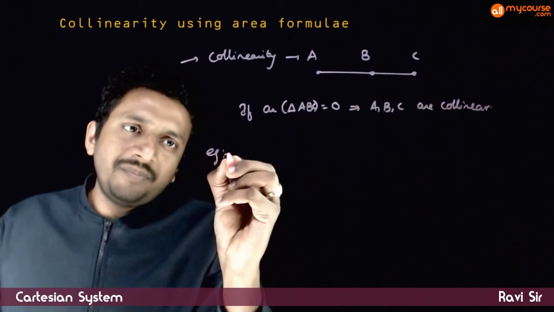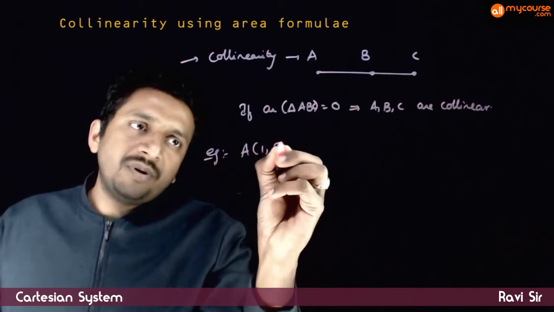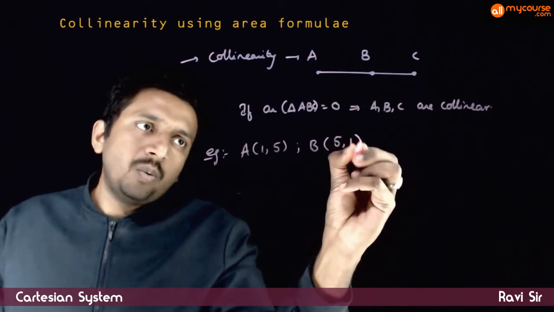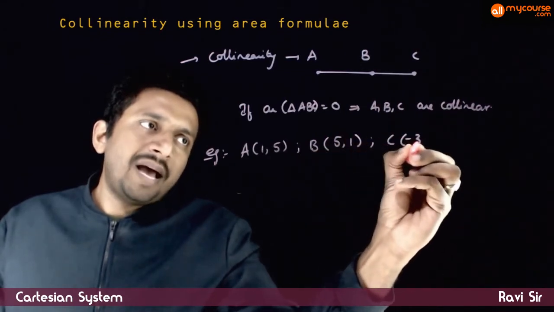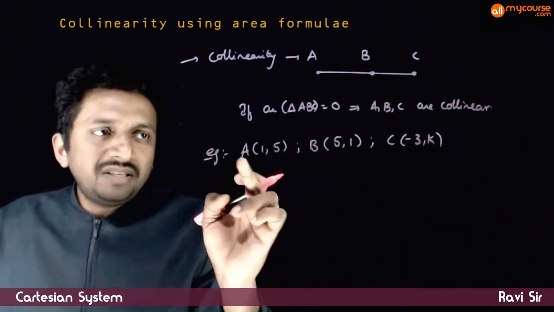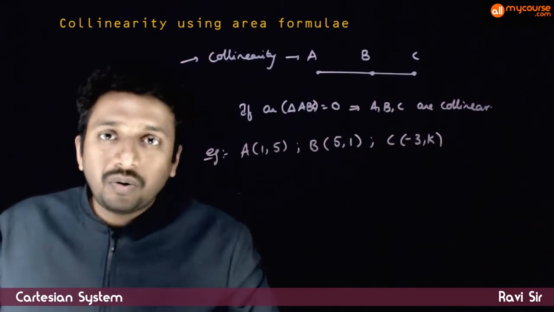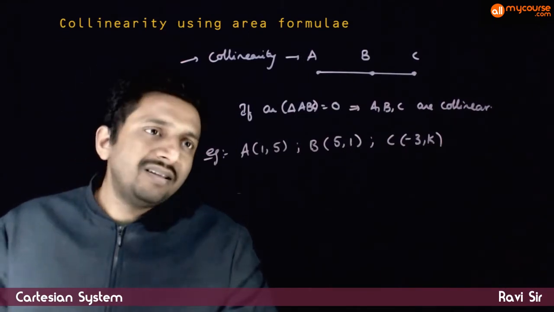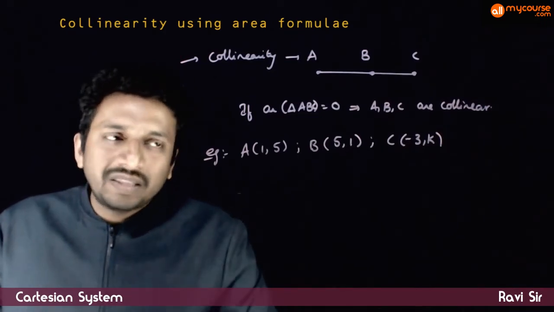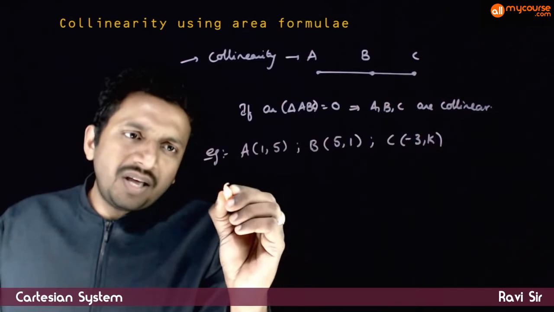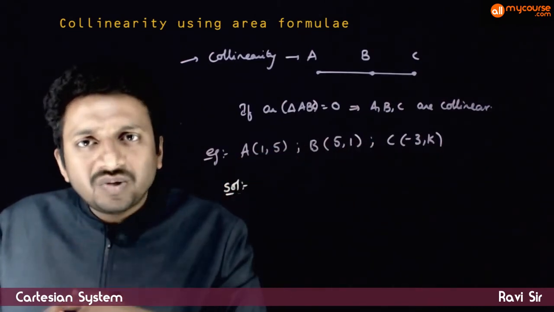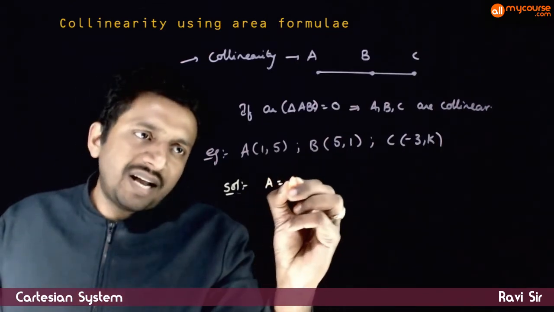So if you take a very simple example, A is 1, 5, B is 5, 1, and C is minus 3, K. So find the value of K for which these 3 points are collinear. So how do we do this? The simplest way is to find the area of triangle ABC and equate it to 0.